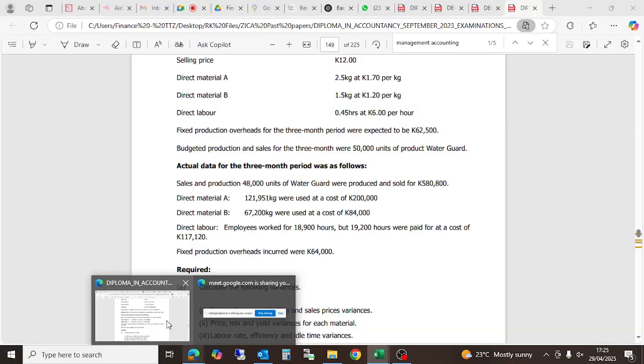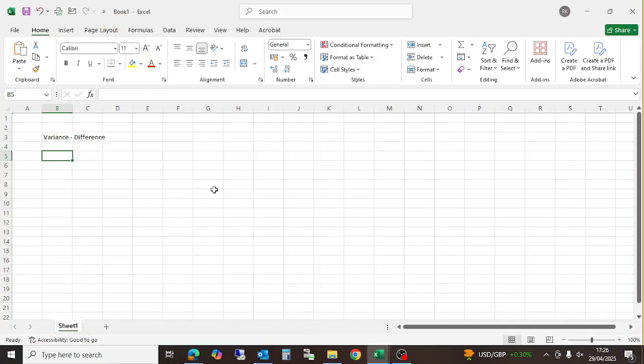in our question, if I were to open the question again, you'll find the sales and production are 48,000. And then they're saying budgeted production and sales for the 3 months are 50,000. Have you seen that they're using one figure for the two? 50,000. The assumption is they'll sell everything. Like I produce 48,000, I am selling 48,000 again. There's nothing like I don't sell something. I'm selling everything. That's just the way it is.